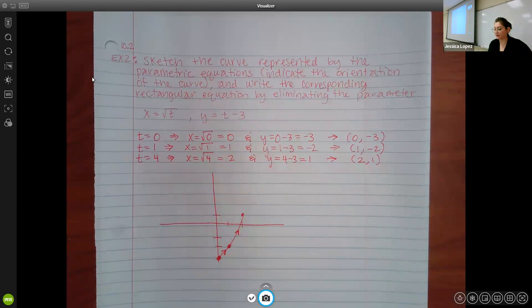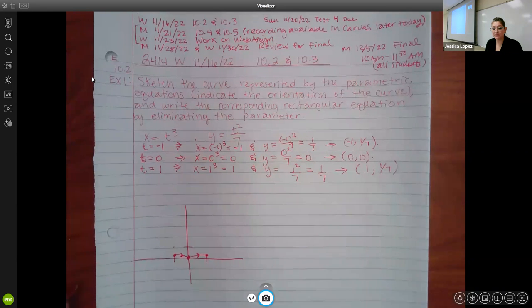Oh, I am skipping something though, and I'm gonna have to go back to the previous problem. There were two parts of the directions, not just the graph, okay? So the direction said to sketch the curve, right? But then it also said write the corresponding rectangular equation by eliminating the parameter. So we did graph them both and we made sure that the arrows were going in the correct orientation. But I'm going to go back to example one and do part two, okay? Which is write the rectangular equation, eliminating the parameter.